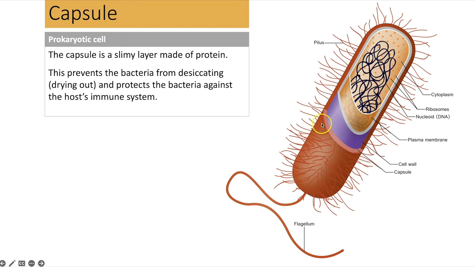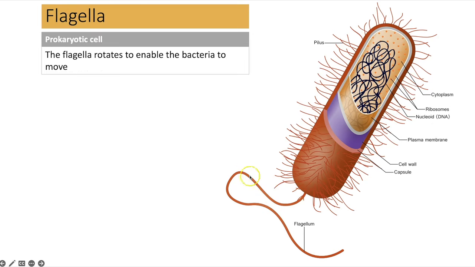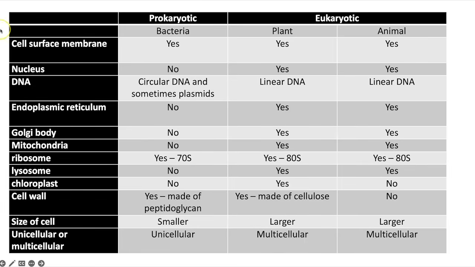And that slime capsule, the capsule on the outside of the cell wall that is only sometimes there, it's made of a protein, and the function is it prevents the bacteria from drying out or desiccating, and it also helps to protect the bacteria against the host's immune system because it will help to partially cover the antigens. The flagella, again, that's only sometimes present on bacteria. That can rotate and it helps to make the bacteria move. So this would be a good table to copy down to have in your revision to compare the structures that you'd find in a prokaryotic organism and eukaryotic organisms, but also split into the plants and animals.